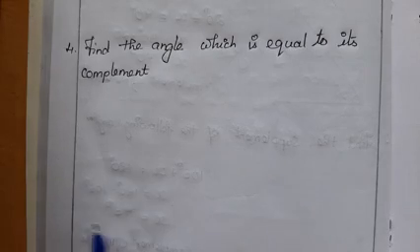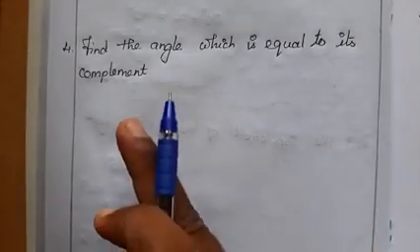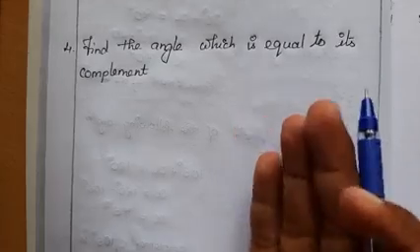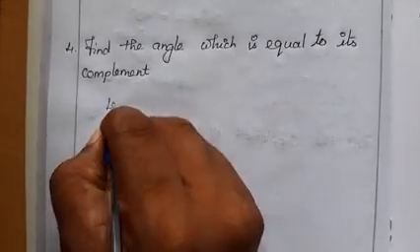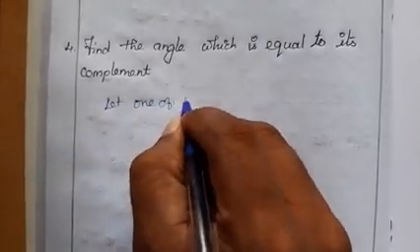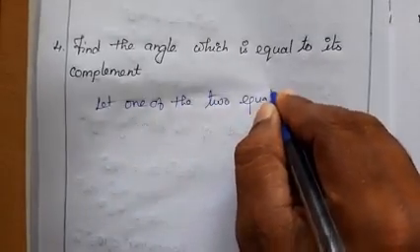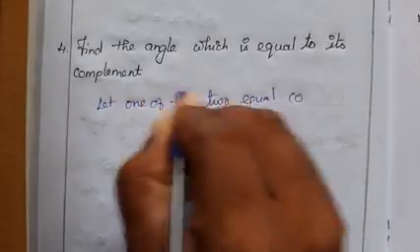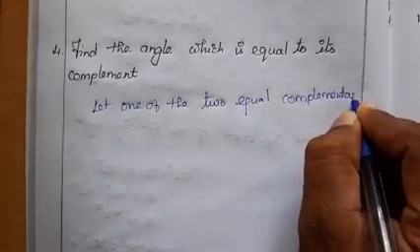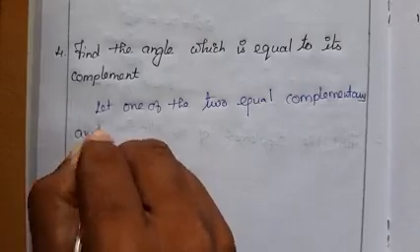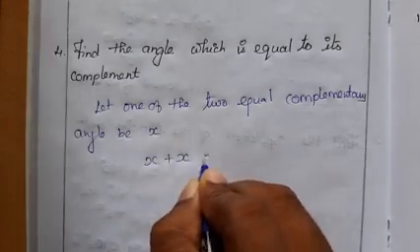So next one, find the angle which is equal to its complement. One of the angles is given, we have to find the complement angle, and it is equal to the given one. Both are equal, right? Two equal angles and they are complementary. So let me consider the given angle to be x, and the complementary angle to be x. So that means if we add both, we have to get 90 degrees.